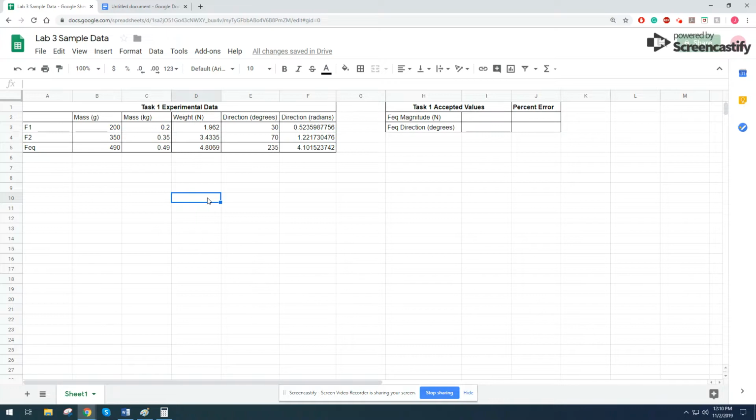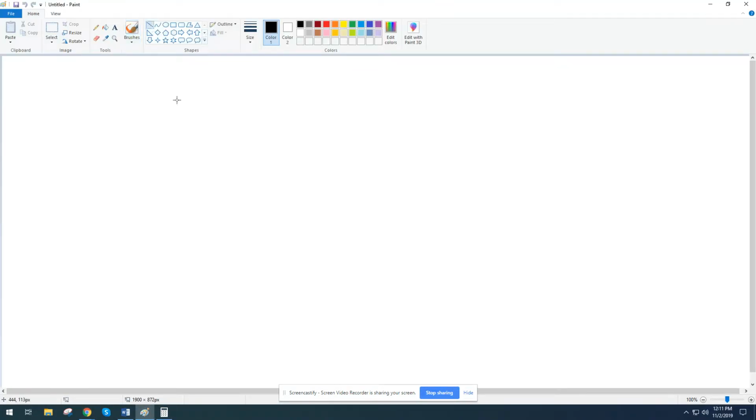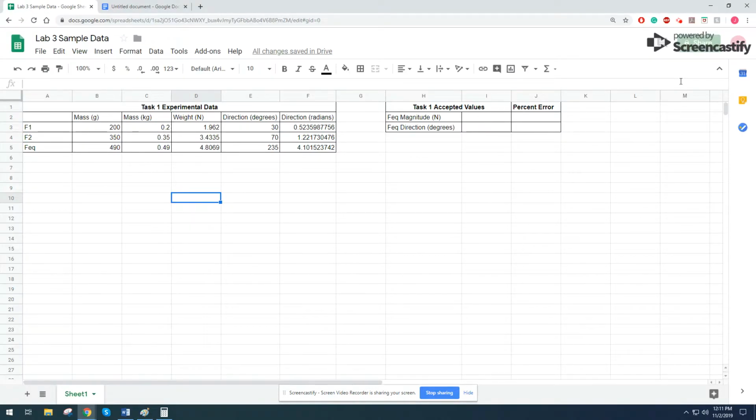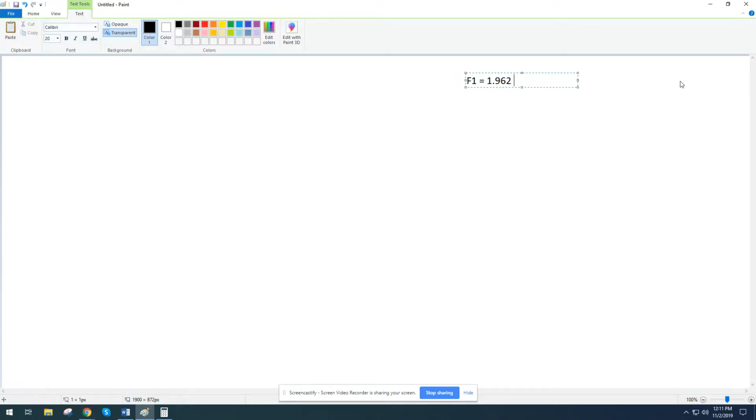So to understand this, I'm going to draw some stuff on Paint. Be prepared because I'm not a good mouse drawer. Okay, so just to copy over some stuff. Force 1 was 1.962 newtons at 30 degrees. Force 2 was 3.435 newtons at 70 degrees.